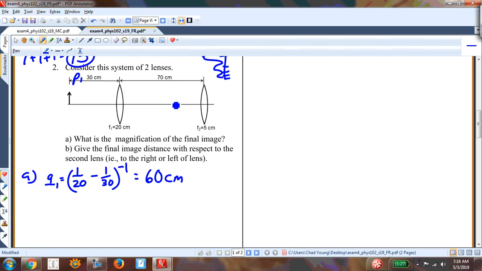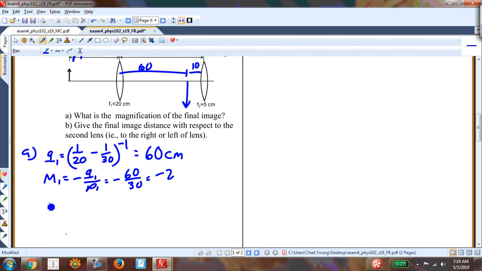And then my M1 is negative Q1 over P1. That's negative 60 over 30, which is negative 2. So my first image is going to be right here. It's going to be twice as big. It's going to be inverted. It's going to be 60 centimeters from here, so 10 centimeters from here.